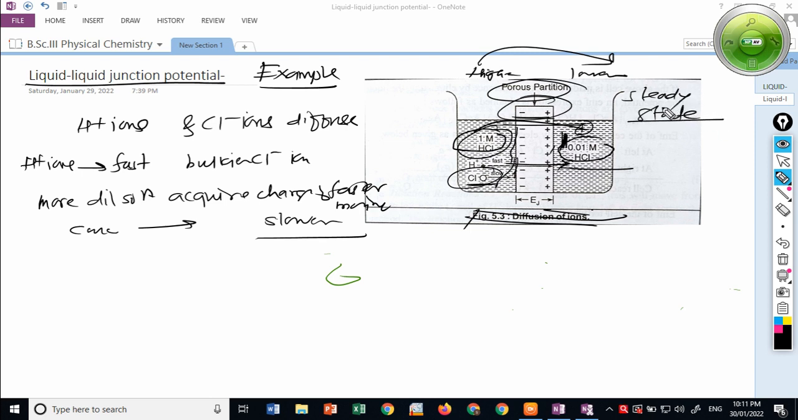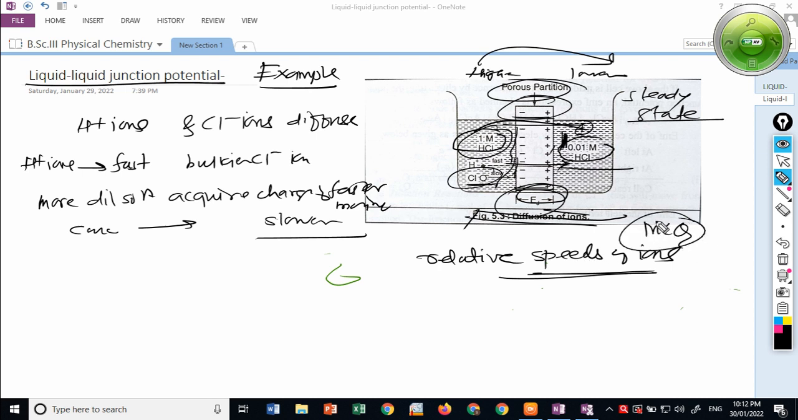Okay, which is attained rapidly. The potential difference at steady state condition is the junction potential, which contributes to the measured cell EMF. The magnitude of liquid junction potential depends on the relative speeds of ions. So this is an important part. It can be asked as an MCQ in a coming exam. So the magnitude of liquid junction potential depends on the relative speeds of ions.